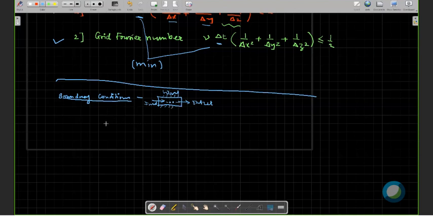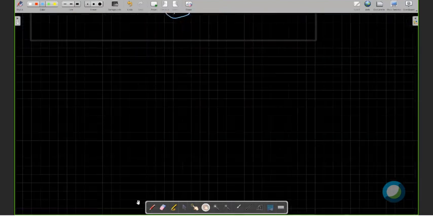Now, once we know the boundary conditions at the boundaries, how do we implement them in the code? How do we discretize those boundary conditions? Say for example, here the boundary condition is given as del T del y equals 0. Then how do you implement this in the code? That we are going to see today. For that, to implement boundary conditions, we use the concept of a ghost cell.